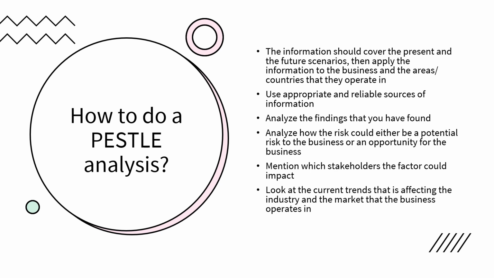Now, how do you do a PESTLE analysis and what are the tips to doing a PESTLE analysis? The information should cover present and future scenarios, then apply the information to the business and the areas or countries that they operate in. You should use appropriate and reliable sources for your information, then analyze the findings and how they might risk a business, or they could be a potential opportunity for the business. Mention which stakeholders the factor could impact and make sure to look at current trends that are affecting the industry and the market that the business operates in.